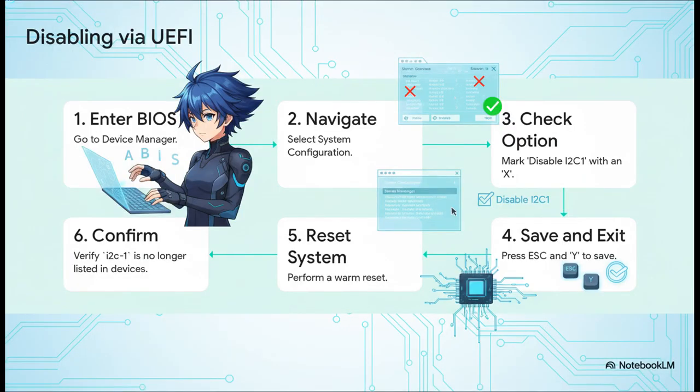Now, the UEFI way is just as effective. You just restart, hop into the BIOS, and navigate your way to the device manager, then into system configuration. You'll see an option that says Disable I2C1. Just check that box. Save and exit, let the system reboot, and then do that same final check. Make sure I2C1 has disappeared from your device list.